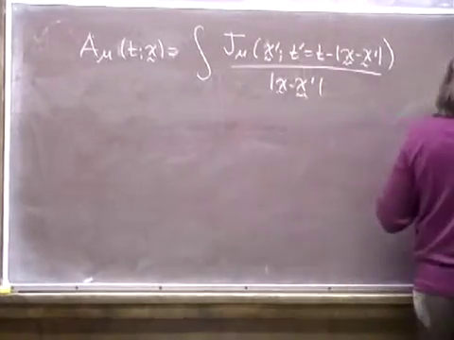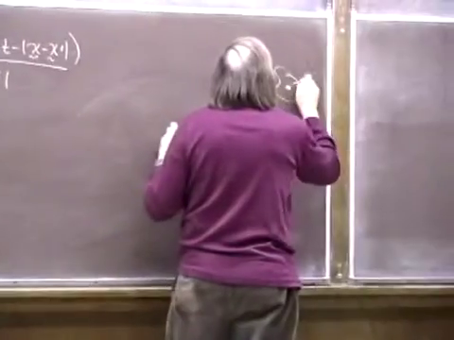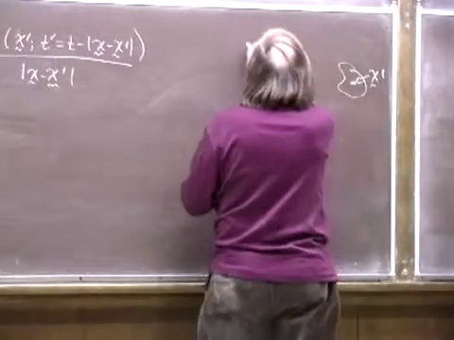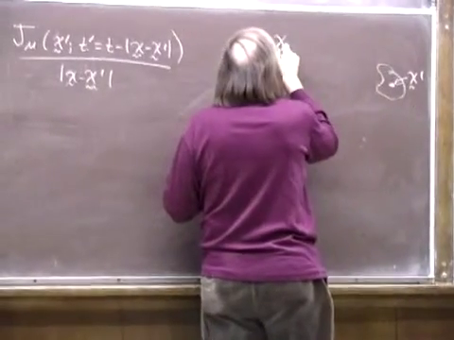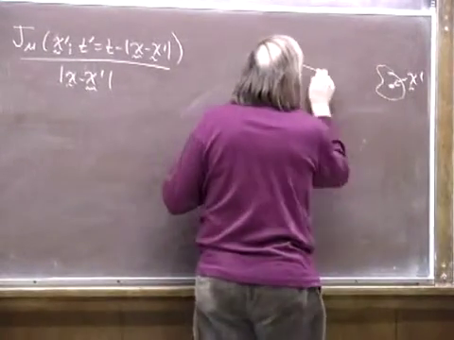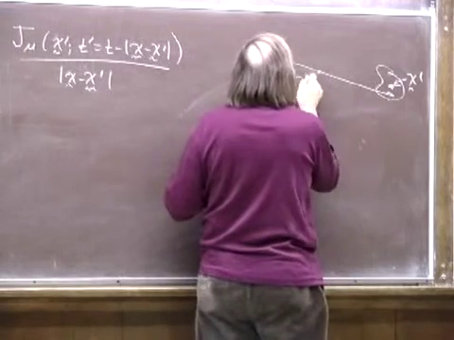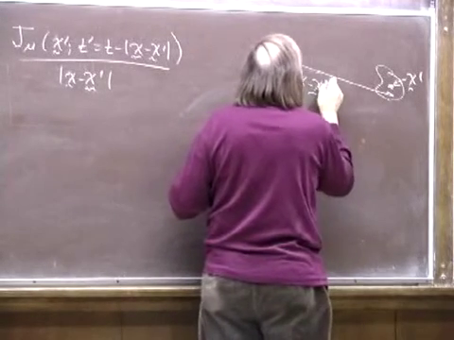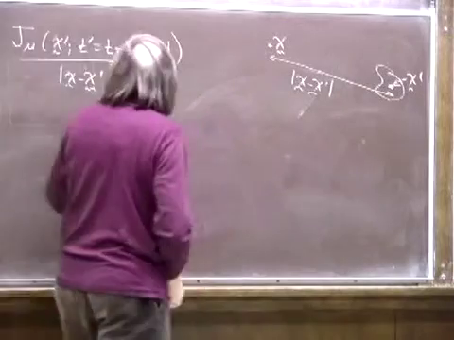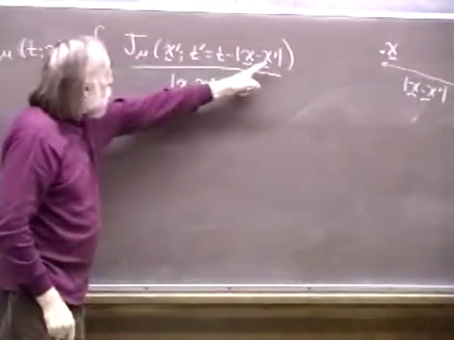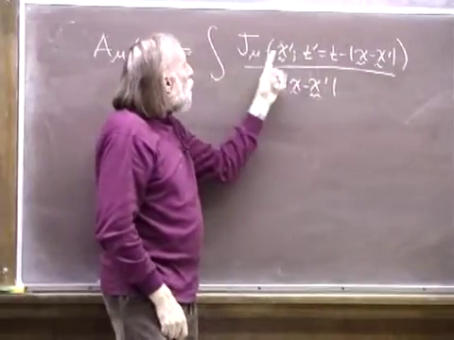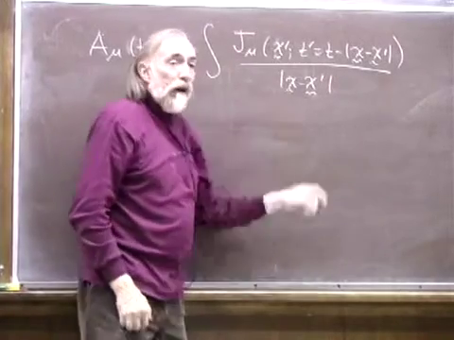So we have our source here. The source point is x prime. The field point where we're evaluating the field is x. And the distance between those is x minus x prime. And we have to integrate over source points of j mu at this retarded time divided by the distance between the two points.